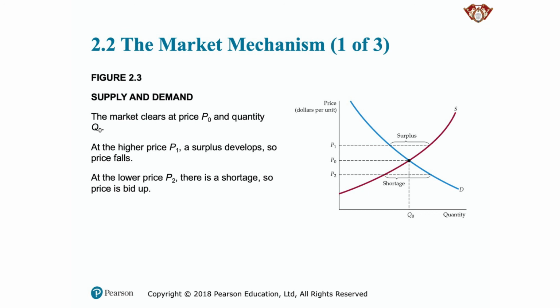Market mechanism. The market clears at price P0 and quantity Q0. When price is P0, quantity demanded is Q0, right? Quantity supplied by firms is also equal to Q0. So quantity demanded is equal to quantity supplied, and the market clears. If the price is P1, higher than the equilibrium price, then what happens? Supply by firms is greater than household demand. Okay, so a surplus happens. If the price is lower than the equilibrium price, then what happens? Quantity demanded is larger than quantity supplied. So a shortage occurs.